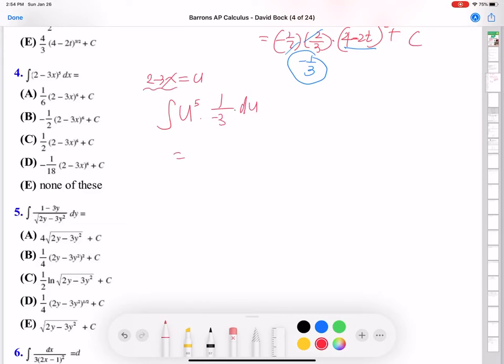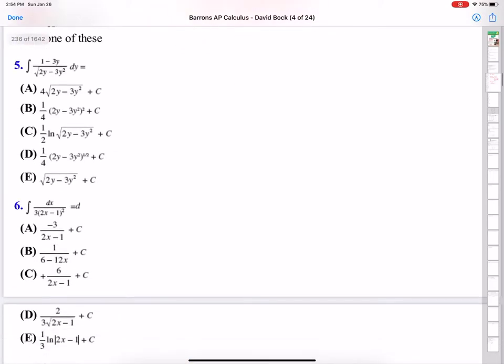So negative 1/3 is the coefficient. This part is 1 over 6 u to the 6th power plus c. What was u? 2 minus 3x was u. So negative 1 over 18, (2 minus 3x) to the 6th power plus c. D is the answer.